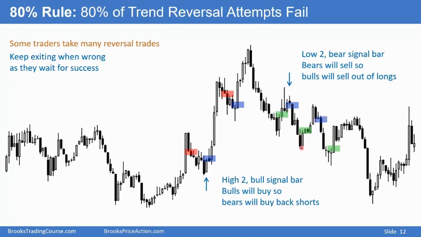Two pushes up, bull bars, a bear bar, bull bars, and now we got a bear II, a pretty good looking bear bar. Traders will sell below the low of that bar, or the low of this bear bar. The bulls will sell because they'll know the odds are high we're going down, and the bears will sell for the same reason. They have a lower high in a bear trend, a low 2 short with a good sell signal bar, very good trade.